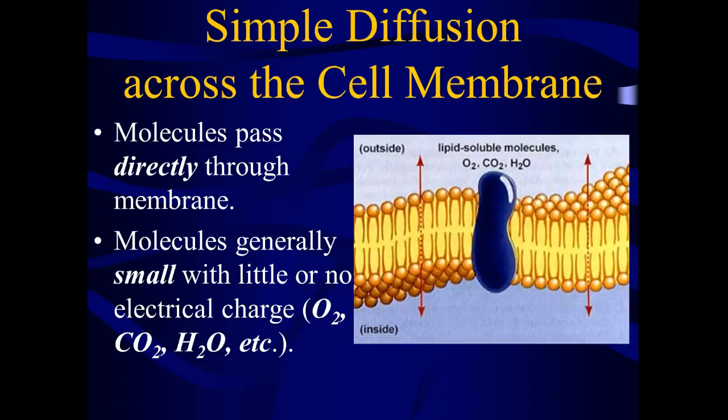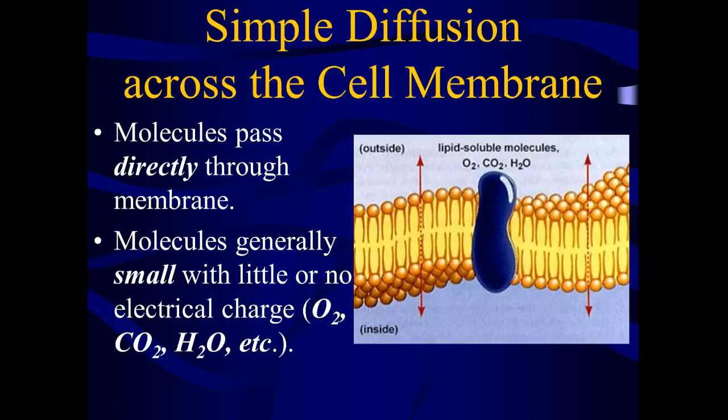So simple diffusion happens directly across the cell membrane. Here's the diagram again. This is the cell membrane here, and you can see that molecules like oxygen, carbon dioxide, water, as long as they're small and they don't have any electrical charge, they can just slip right through the cell membrane, either from outside to inside or inside to outside. And that's just called simple diffusion, as opposed to facilitated diffusion, where the cell would have to help those molecules. But simple diffusion, they just slip right on through.